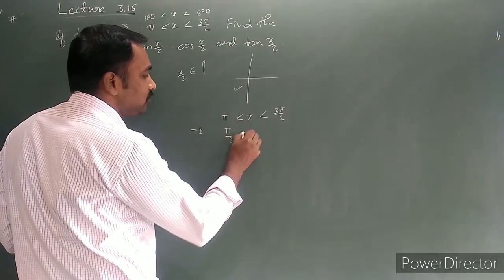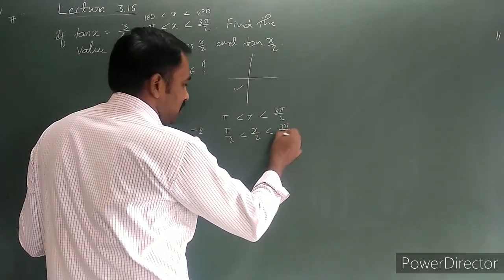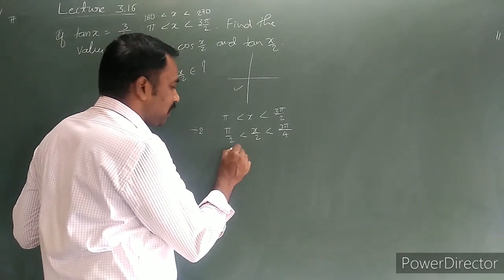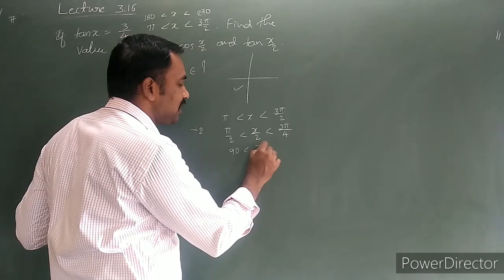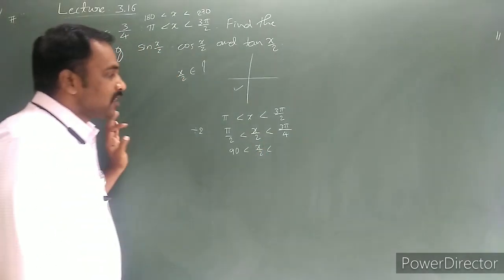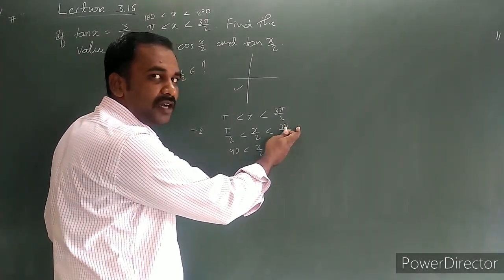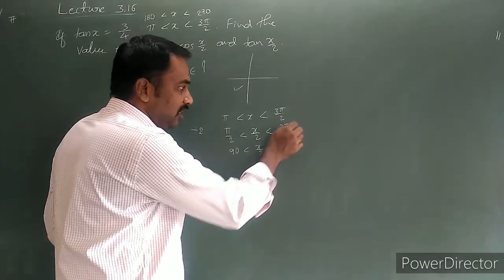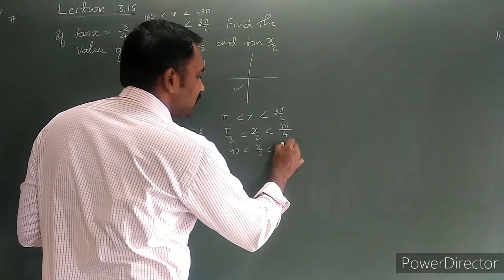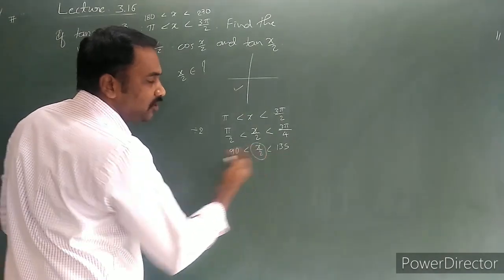So pi by 2 is less than x by 2 is less than 3 pi by 2 divided by 2, that becomes 3 pi by 4. That is, pi by 2, which is 90 degrees, is less than x by 2 is less than 3 pi by 4. What is 3 pi by 4 in terms of degree measure? To convert into degree measure, multiply by 180 by pi. Pi by 4 is nothing but 45, 45 times 3 is 135. So x by 2 angle lies in between 90 and 135.